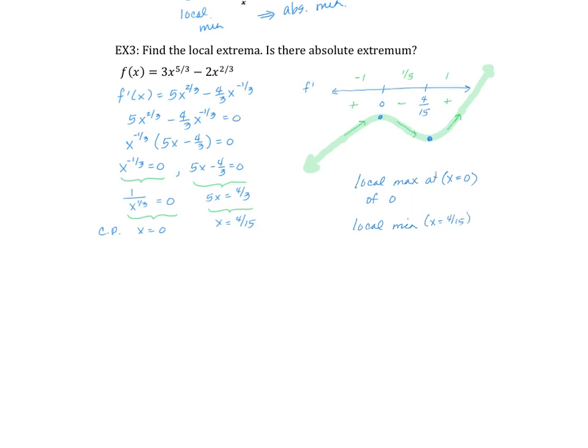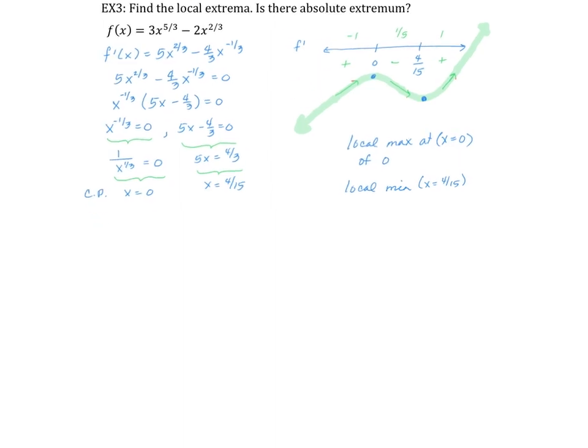But the local min itself, now I have to put this in my calculator because I don't want to do this by hand, put in 4 over 15. And when I do that, I have a local min of about negative 0.5. Okay, and it happens when x is equal to 4 over 15.